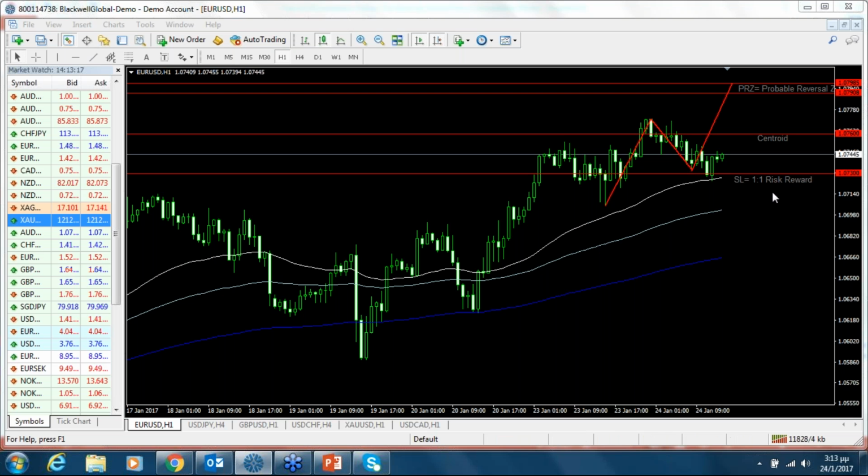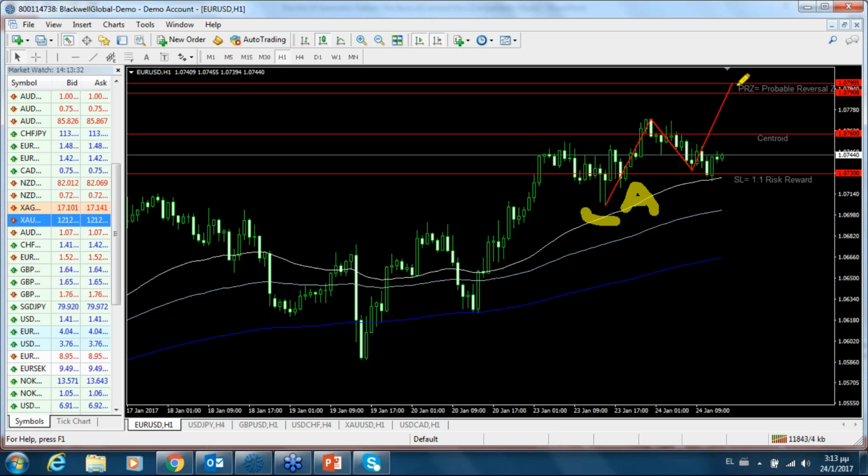So now, as you can see, this is the ABCD pattern that we're looking at. We're starting off with this point here, which is your A. This is a bullish ABCD pattern. Then you've got your D area right up there. So we've got A here, and we've got B, you've got C, and you've got D.